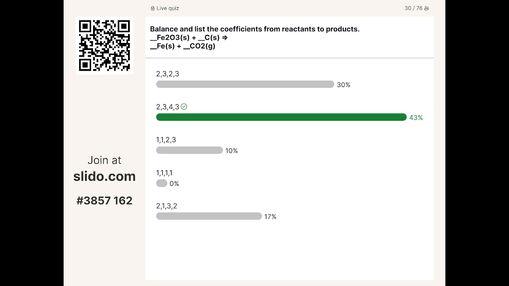And so that's going to give you 6 overall that you're trying to balance for both sides. So what we do is we put a 2 as our first blank. So 2 in front of the Fe2O3, which would give us 6 oxygens. And then we're going to put a 3 in front of the CO2, which is our last blank.